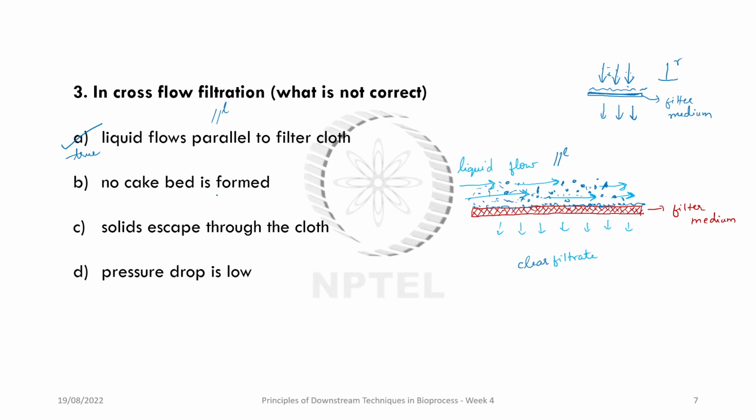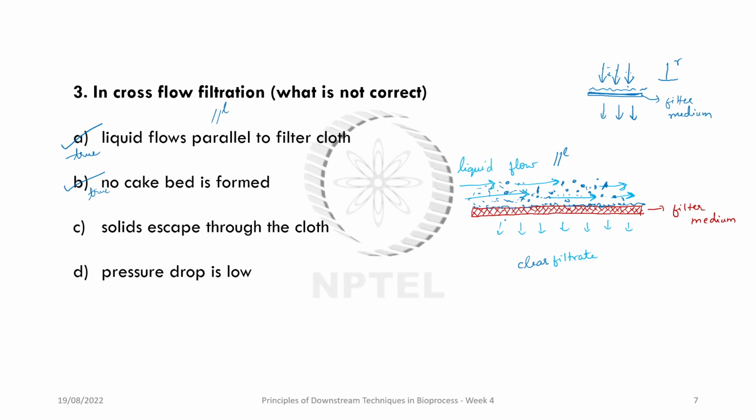Next, no cake bed is formed. Compared to what you get here in perpendicular filtration, you are not going to get as much cake formation here, because the liquid is by itself coming under some pressure, right? So it's going to push whatever deposit might form on the filter medium. Therefore, cake bed is very, very minimal, or you can even call it no cake bed is formed. Again, this is true.